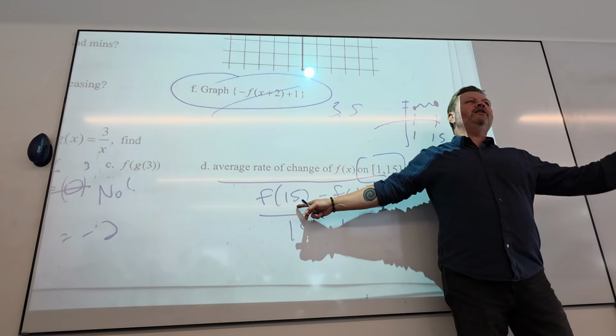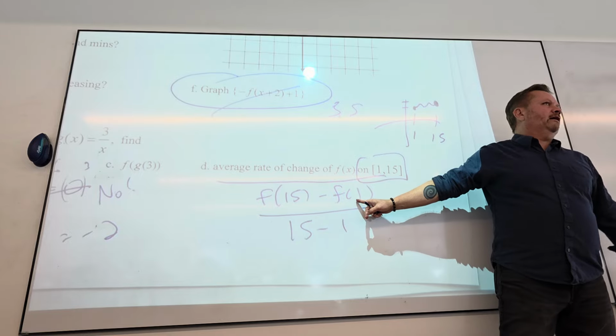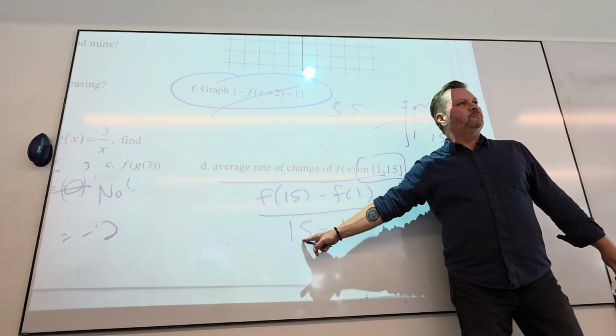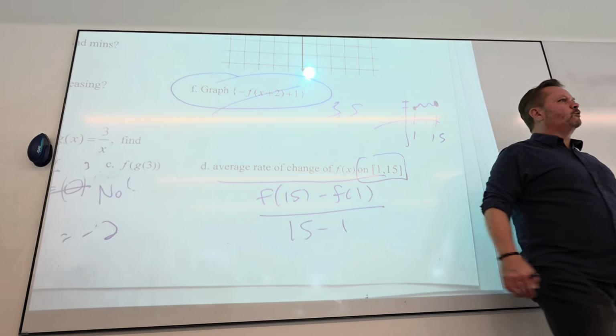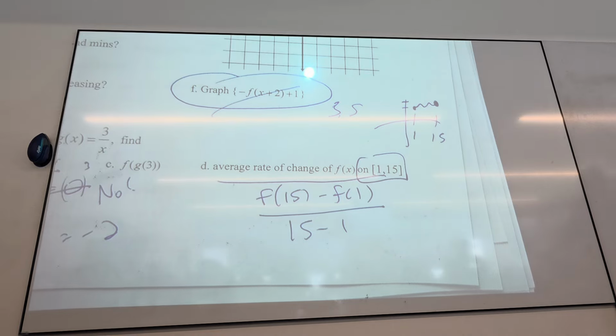So this is the second one. I'll call it y2. And this is the first one. I'll call it y1. This is the second input, x2. This is the first input, x1. y2 minus y1 over x2 minus x1. What's that? Slope. That's all that thing is. Another name for slope is the average rate of change.